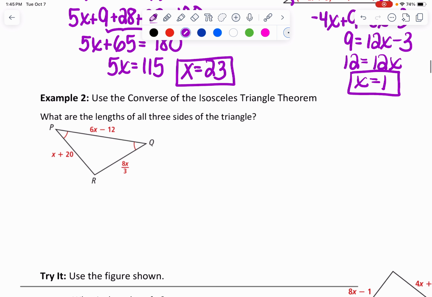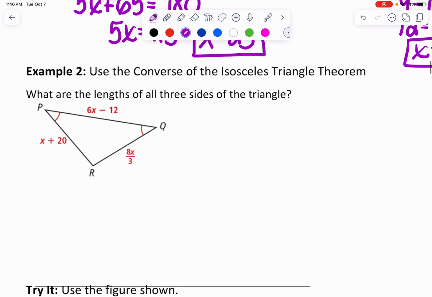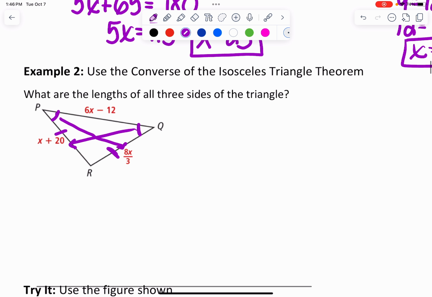This one, you need to be able to know which sides are congruent. Okay, so it says using the converse of the isosceles triangle theorem, we want to find the lengths of all three sides. So the first part is we need to solve for x. Okay, so here's what I'm going to start off with first. These are my two angles that are congruent. That means the sides, draw arrows here and there, are congruent to each other. So you're not going to use the 6x minus 12 yet.